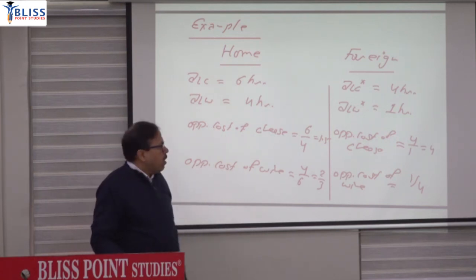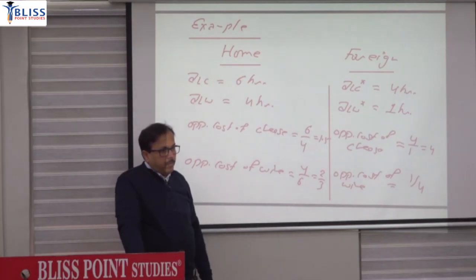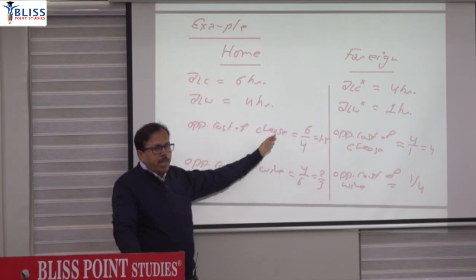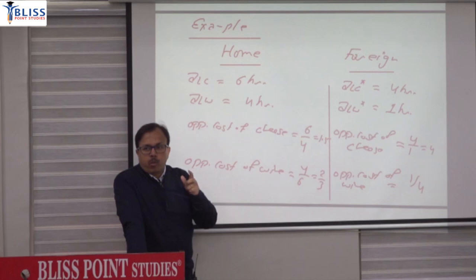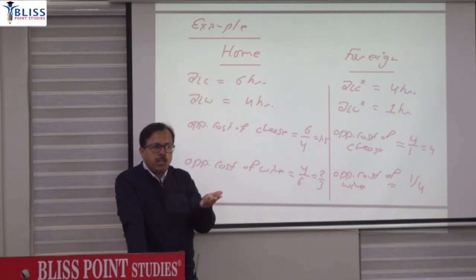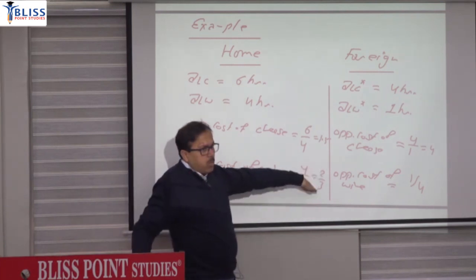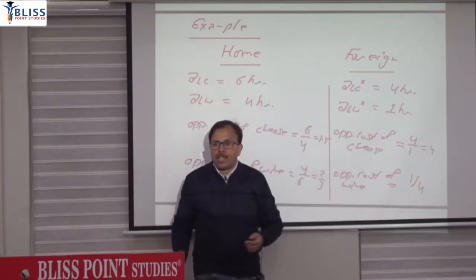ठीक है, तो अब आप ये बताओ opportunity cost of cheese is less in which country? Opportunity cost of cheese is less in the home country. The home country has comparative advantage in cheese, although home country has absolute disadvantage in both. दोनों में disadvantage था, but उसका comparative advantage cheese में है. और foreign country का advantage wine के लिए, ये 2/3 है, that is 0.66, and that is 0.25. So foreign country has advantage in wine.